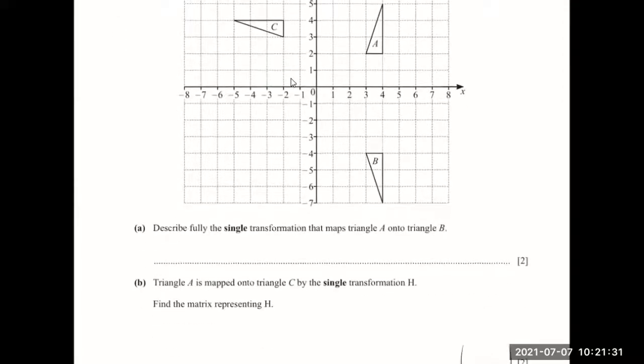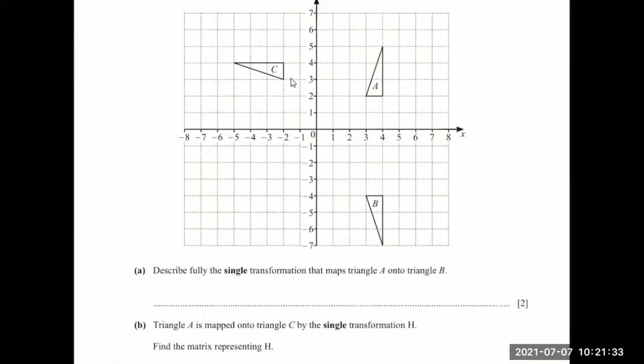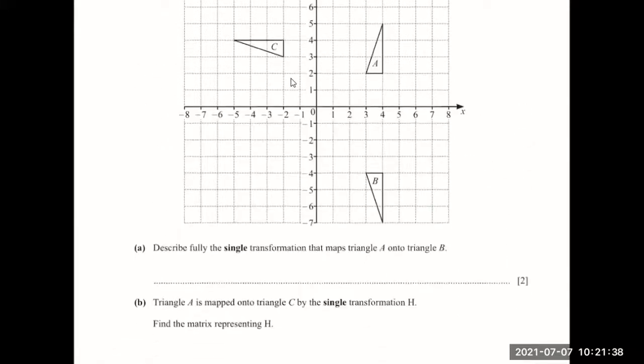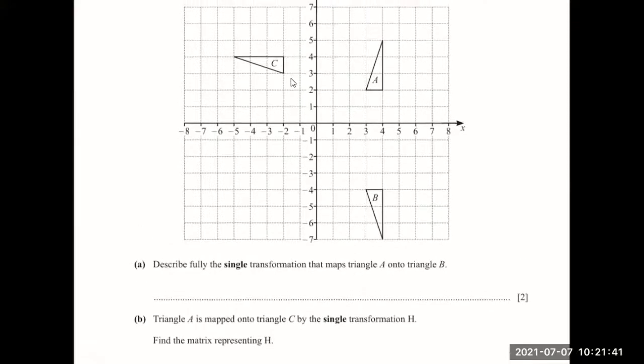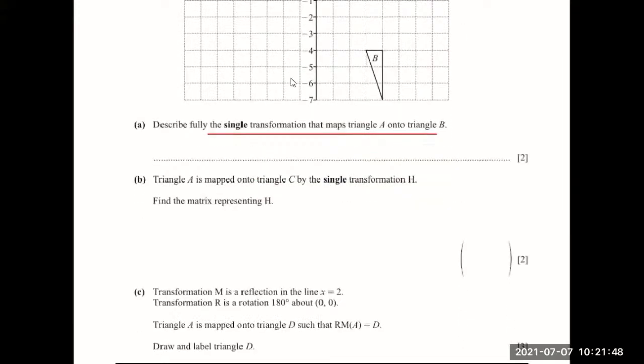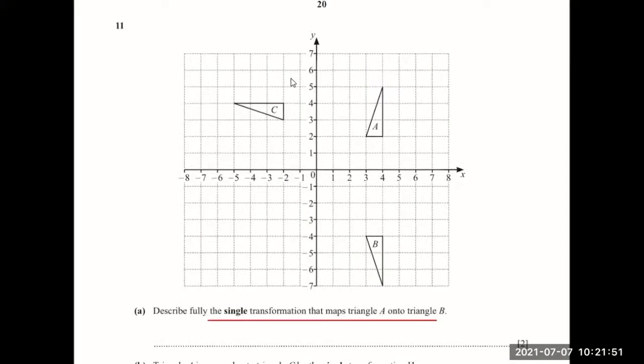Now, it says describe fully the single transformation that maps A onto B. A onto B. What do I do? I draw an object image line again, and I try to find the perpendicular bisector. This again looks something like this. So again, y equals -1.